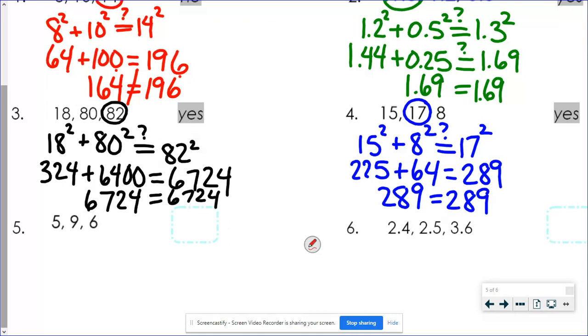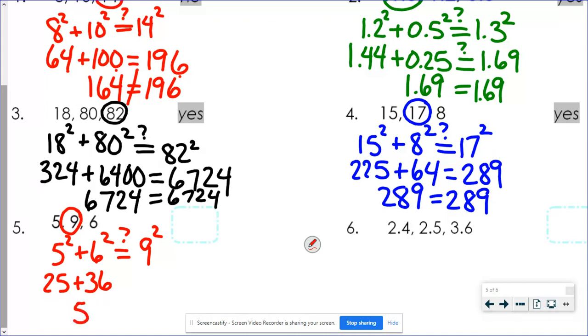For number 5, the 9 is the biggest number. That's got to be the C. So I'll have 5 squared plus 6 squared. Does that equal 9 squared? 25 plus 36. Now, I could totally see some people skipping over writing the 81 right there. Add these two together. This is going to be 61, which is clearly not equal to 81. So this is a no.